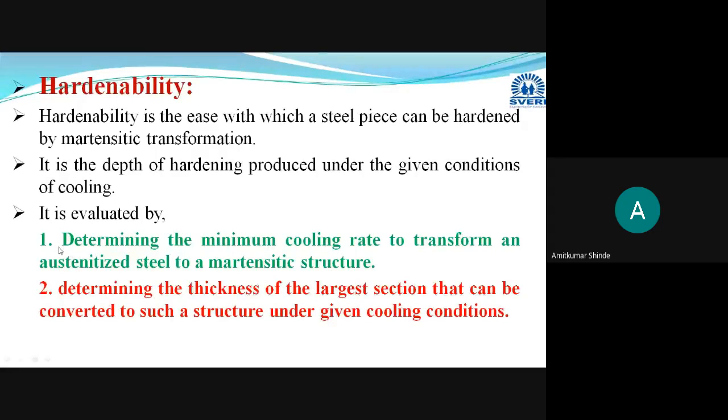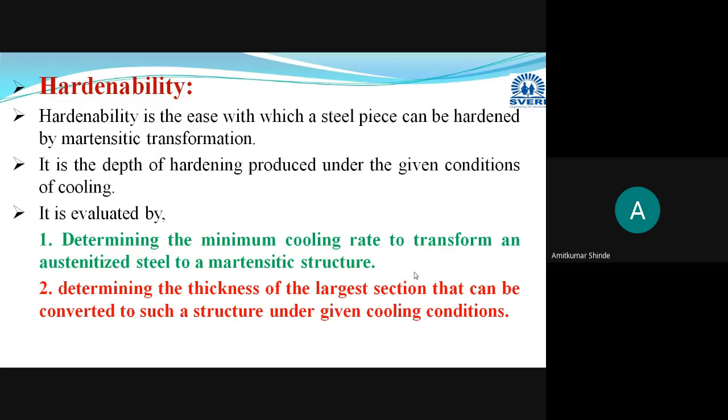Here I have highlighted point 1 and point 2, by determining the minimum cooling rate. Here you have to decide the minimum cooling rate to transform the austenite steel to the martensite. Simply, we are going to heat that steel material from room temperature to above the A1 or A3 temperature, depending on the type of the steel. So you can say that A3 or ACM temperature.